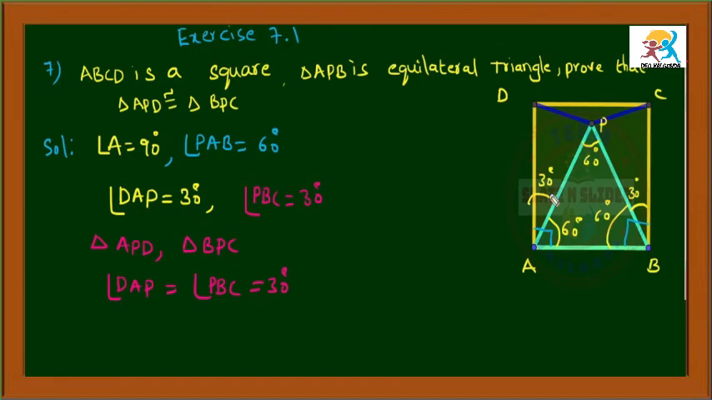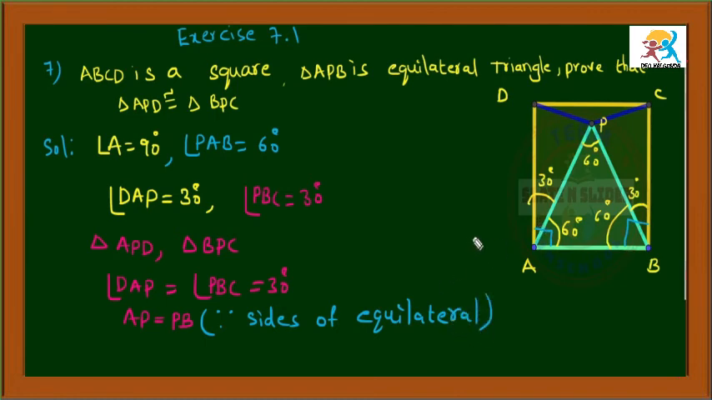and I am writing AP is equal to PB. How? What is the reason? The reason is these two sides AP and PB are the sides of the equilateral triangle. What is the definition of equilateral triangle? The triangle in which all the sides are equal is called equilateral. So in the equilateral triangle all sides are equal, that's why AP and PB also equal, and we have one angle and one side. So we have to search for another one.